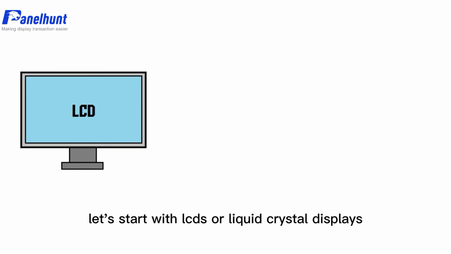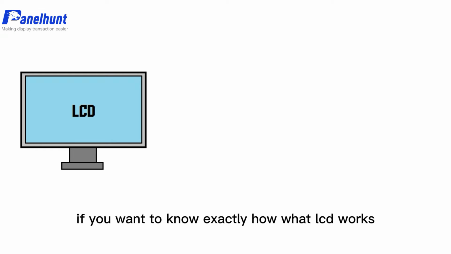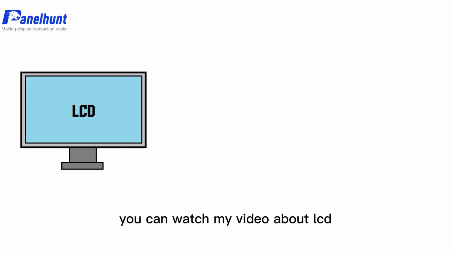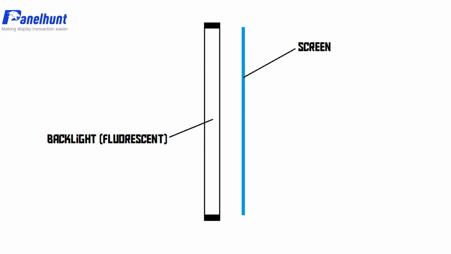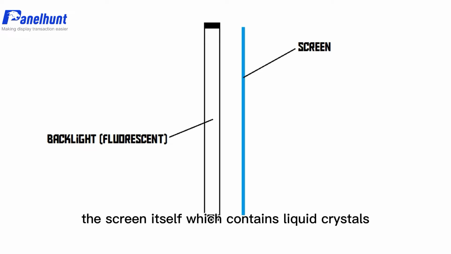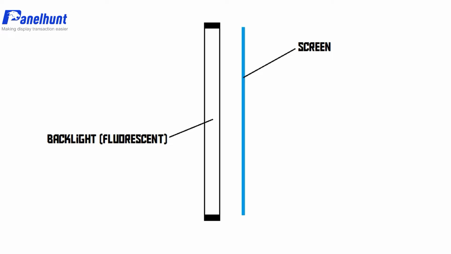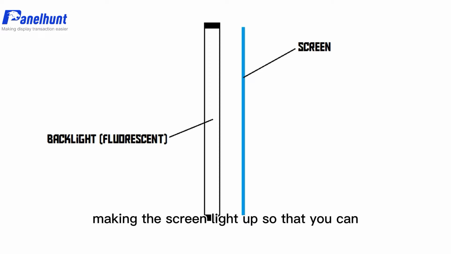Let's start with LCDs, or liquid crystal displays. If you want to know exactly how an LCD works, you can watch my video about LCDs. I'll put a link in the video description, but for now we'll keep it simple. An LCD consists of two main parts: the screen itself, which contains liquid crystals, and the backlight. This is a fluorescent light. The screen produces the image and the backlight shines light for it, making the screen light up so that you can properly see it.